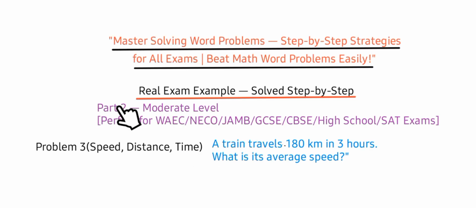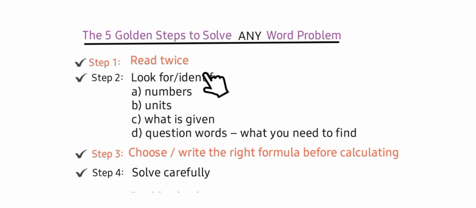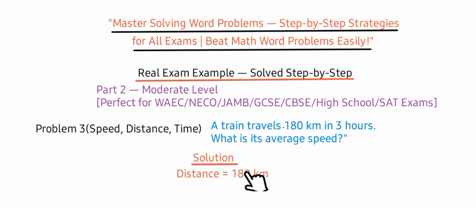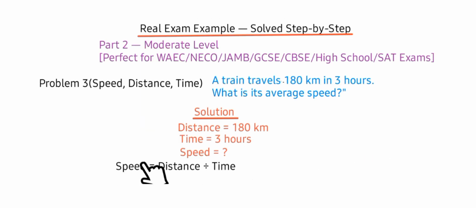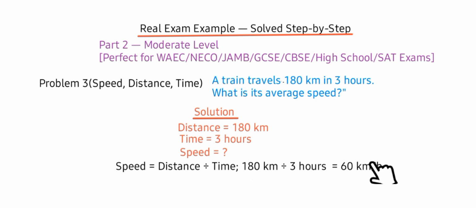Part 2, we look at exam type problems with solutions for moderate level. This challenge has to do with speed, distance, and time. A train travels 180 kilometers. In one of the steps, we are asked to identify what is given. So distance is given being 180 kilometers, in 3 hours, talking about time. What is its average speed? Step 3 asks us to choose or write the right formula before calculating. The right formula for calculating speed is distance divided by time. So 180 kilometers divided by 3 hours gives 60 kilometers per hour. Therefore, the average speed of the train is 60 kilometers per hour.